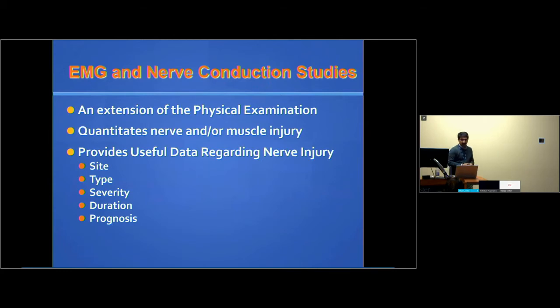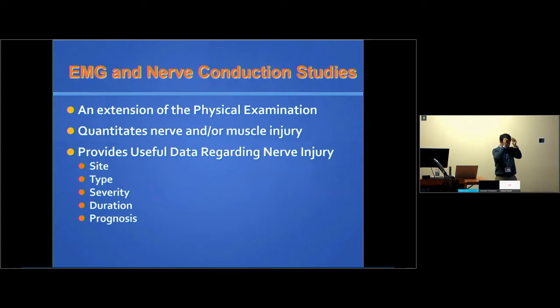Then it also tells us how bad the problem is, how severe it is, and it gives us insight into the duration of the problem. If you cut a nerve and do a needle examination, in the first few weeks we don't get any changes on the needle examination. The whole needle part is dependent upon the maturity of nerve and muscle.